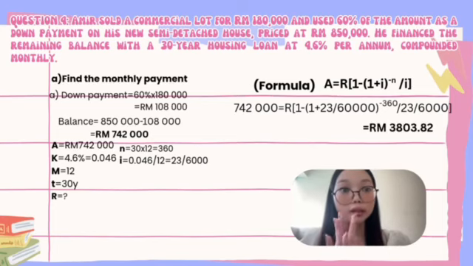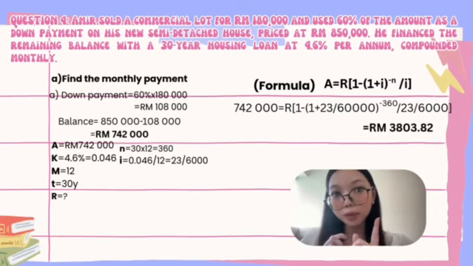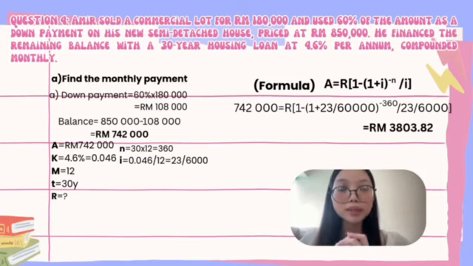So using this formula, A equals R, bracket 1 minus, open bracket, 1 plus I, close bracket, power of negative N, and divide by I and close bracket. So it will be 742,000 equals R, open bracket, 1 minus, and we open again the bracket, 1 plus 23 divided by 6,000, close bracket, power of negative 360, and we divide by 23 divided by 6,000 and close bracket. And our answer will be 3,803.82.